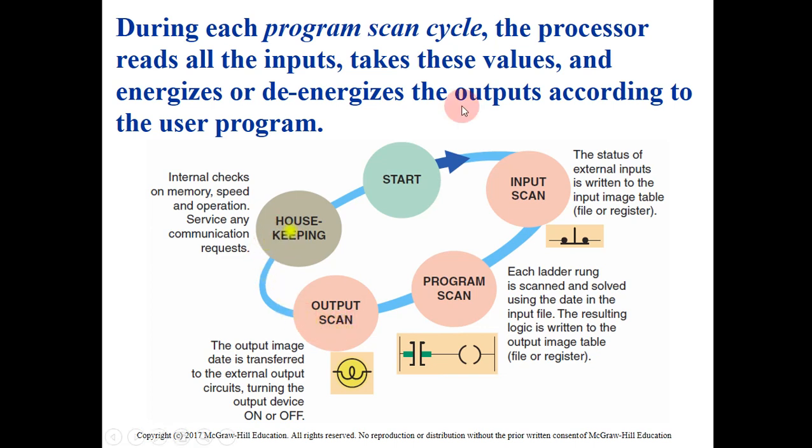Then housekeeping. In the housekeeping phase, an internal check will be conducted for the memory, for the speed, for the operation, communication requests, and so on. That means it will check the overall functionality of our PLC, and it will be repeated again in the next cycle. So again: start, scan input, program scan, output scan, housekeeping, and so on. This cycle will be running continuously.